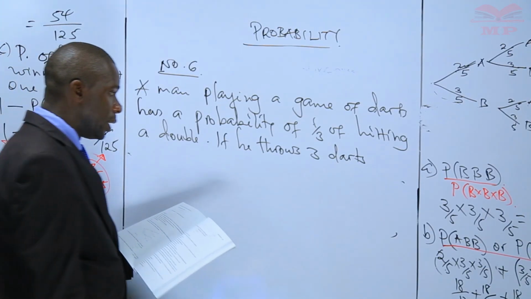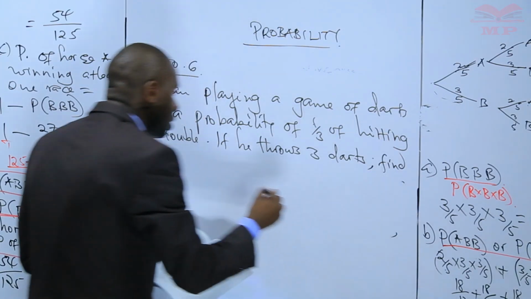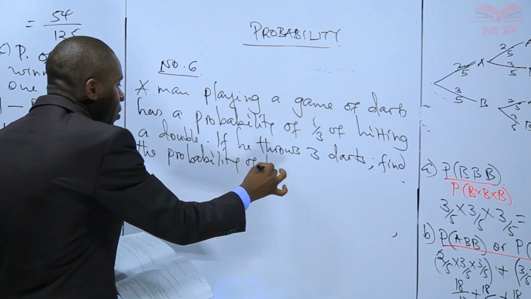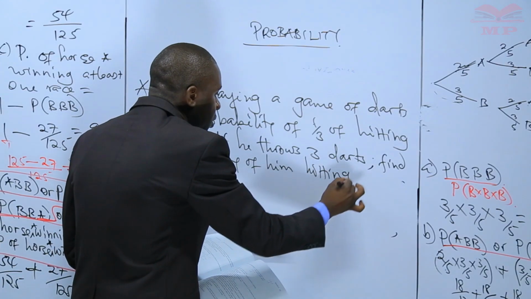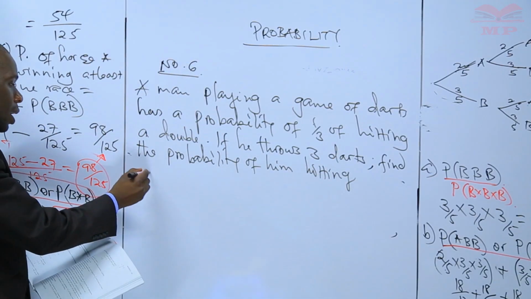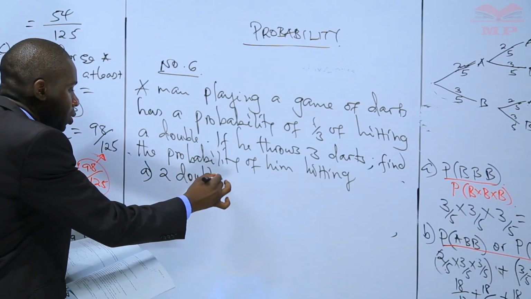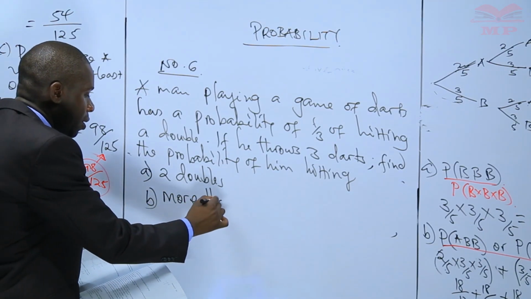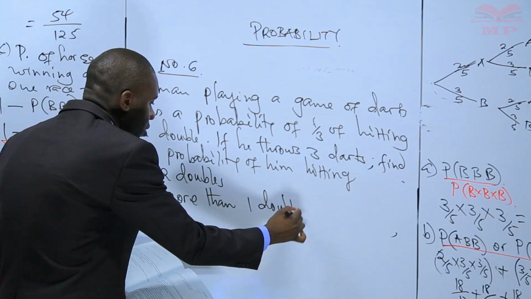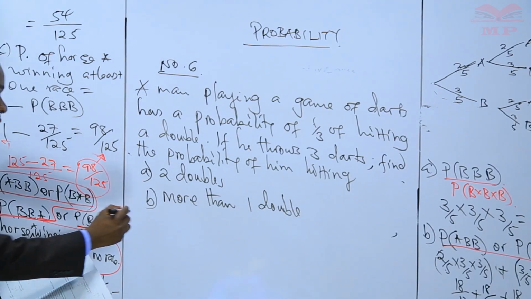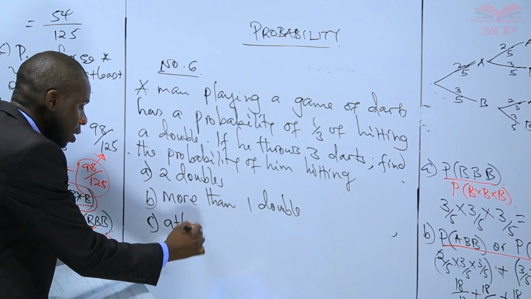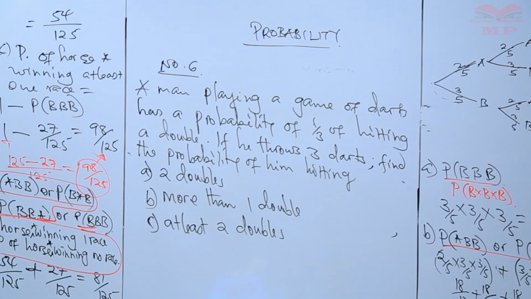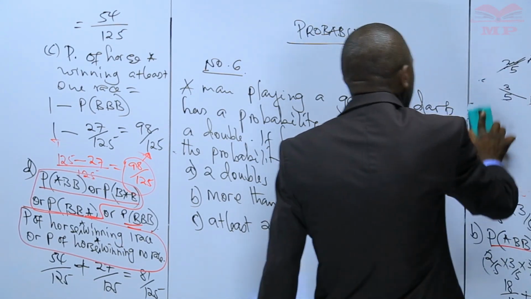find the probability of him hitting A, two doubles, B, more than one double, and C, at least two doubles. So I want us to try that and see. So we will clean here so that we can try that.